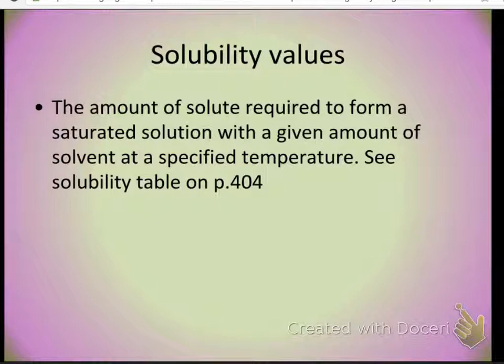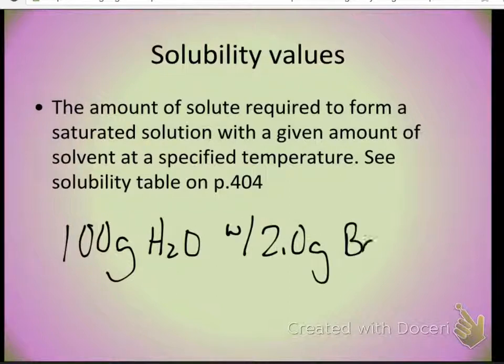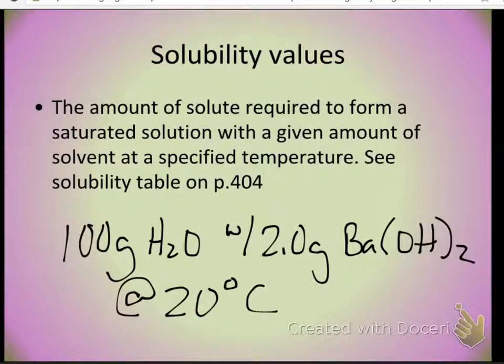So let's ask another question. If I have 100 grams of water at 20 degrees Celsius, and I have 2 grams of barium hydroxide in it. So I have 100 grams of water with 2.0 grams of barium hydroxide, and it is at 20 degrees Celsius. Is this solution saturated? Yes or no? No, it's not. It can absorb more solute.